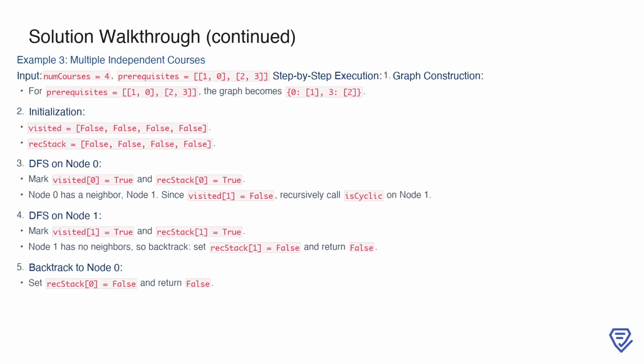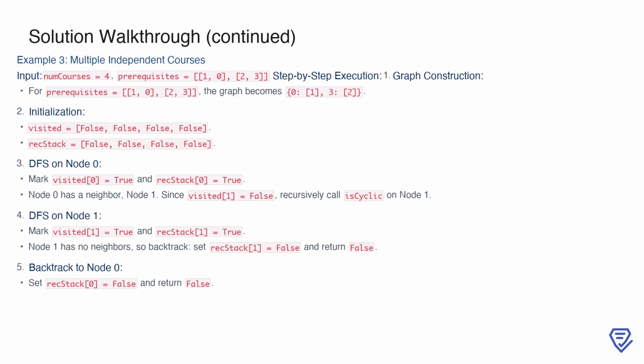Starting with node 0, we mark it as visited and add it to the recursion stack. Since node 0 has a neighbor, node 1, and node 1 hasn't been visited yet, we recursively perform a DFS on node 1. At node 1, we mark it as visited and add it to the recursion stack.